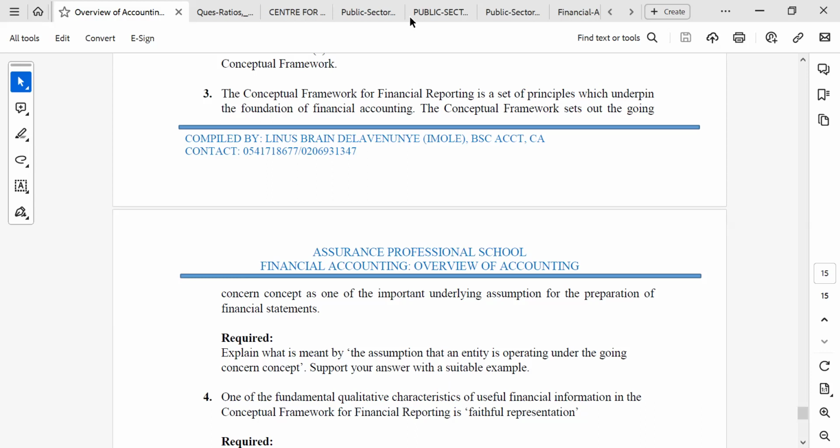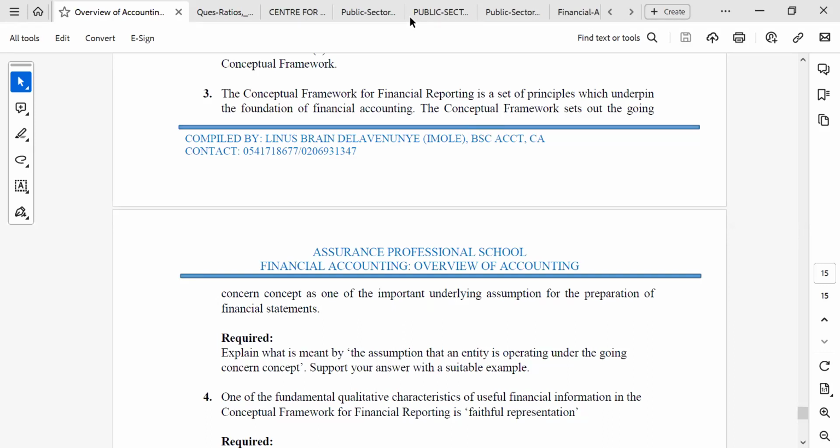Sinaidu, it also means that a company is not going to liquidate or go into liquidation for a long period of time. So they're going to consider a foreseeable future. Okay. Yeah, Sinaidu, your hand is up.